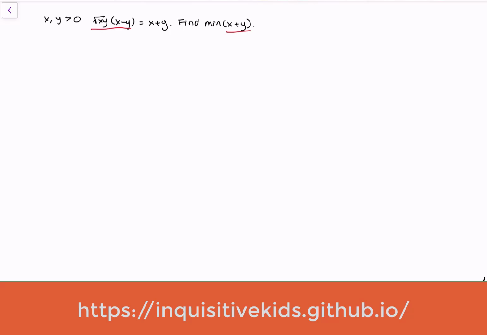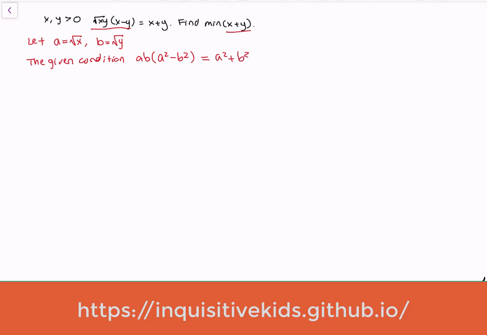When we look at this expression, we see we're dealing with radicals, but it's usually easier if we don't deal with radicals. So let's start by making some substitutions. Let a be equal to square root of x and b be equal to square root of y. So the given condition becomes ab times a squared minus b squared is equal to a squared plus b squared.